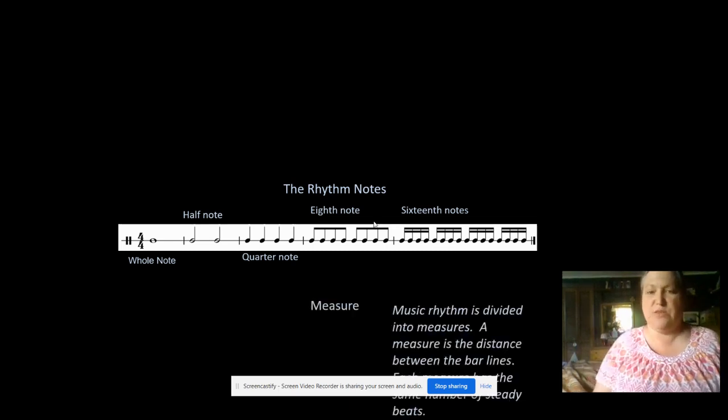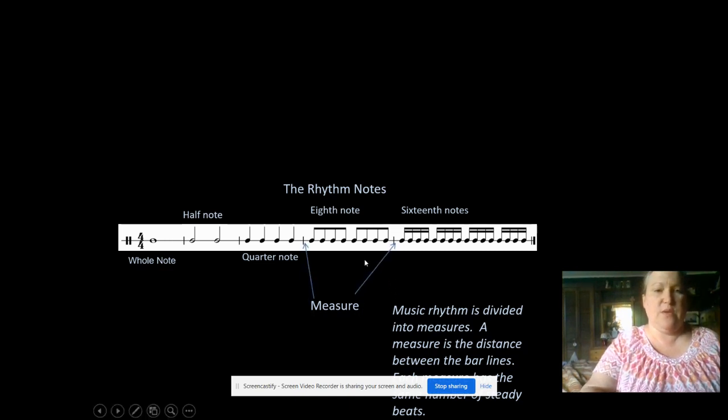Music is divided into measures. A measure is the distance between the bar lines, okay? Every measure in a piece of music usually has the same number of beats. So these little lines are called bar lines. They divide the music into measures.